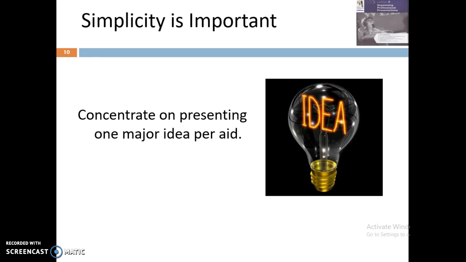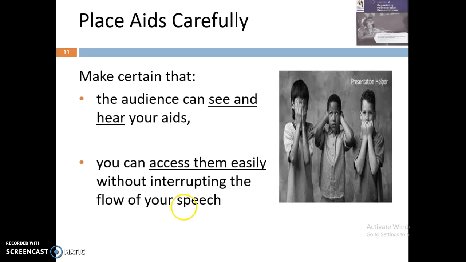Next, simplicity is important. Concentrate on presenting just one major idea per aid and place them carefully. Put some thought into where you want to put your visual aid and make sure that the audience are able to see and hear your aids, and you can access them easily without interrupting the flow of your speech.